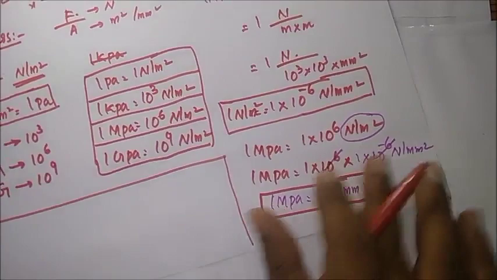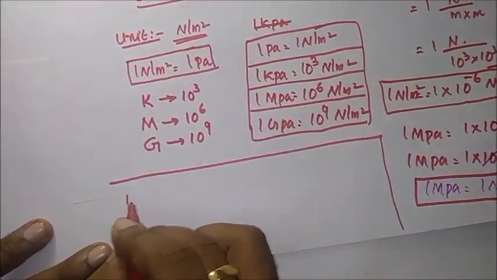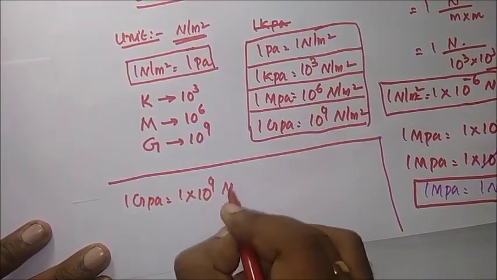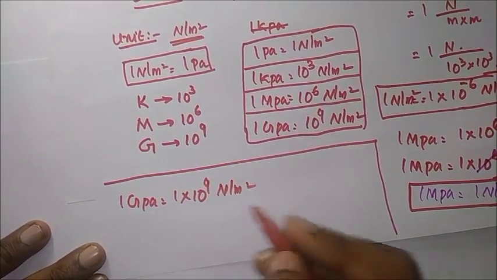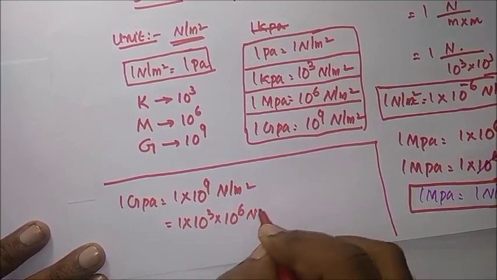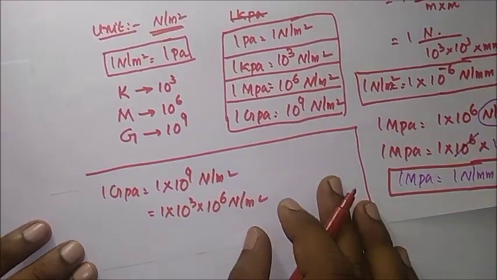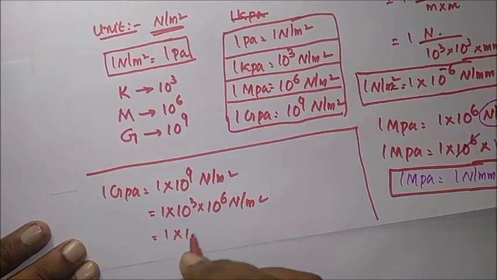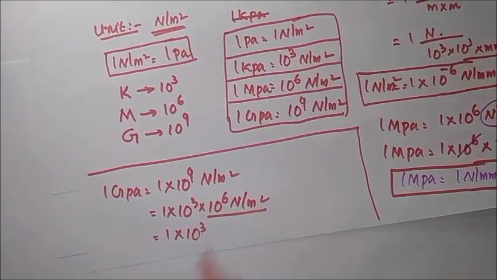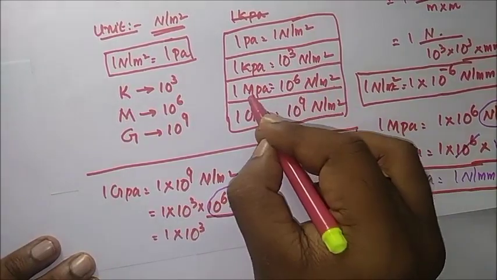Another important conversion is 1 gigapascal. 1 gigapascal is equal to 1 into 10 raised to 9 Newton per meter square. That is equal to 1 into 10 raised to 3 into 10 raised to 6 Newton per meter square. 10 raised to 3 into 10 raised to 6 is equal to 10 raised to 9 Newton per meter square. That 10 raised to 6 Newton per meter square is equal to 1 megapascal.